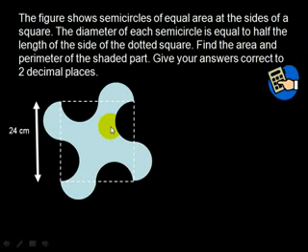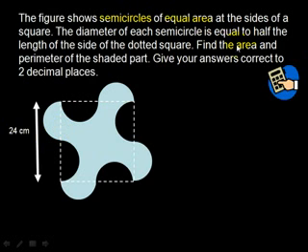Let's take a look at the last question. The figure shows semicircles of equal area at the sides of a square. So I know there are many semicircles and they have equal area. This is one semicircle and this is the diameter of one semicircle. This length here is equal to half the length of the side of the dotted square. Since I know the length of the square is 24 centimeters, I can conclude that the diameter of the semicircle is 24 cm divided by 2, which is 12 centimeters.